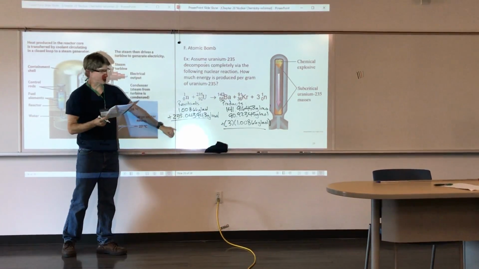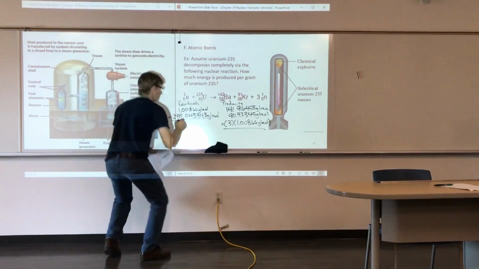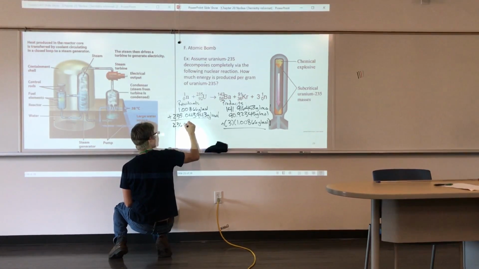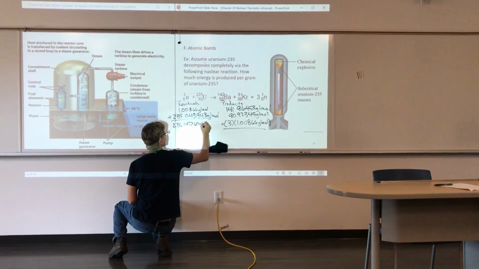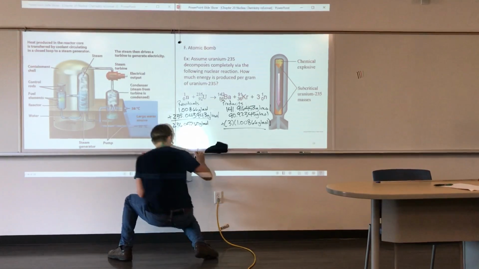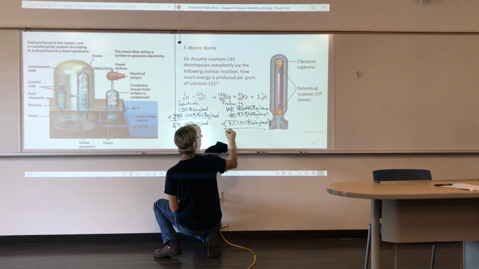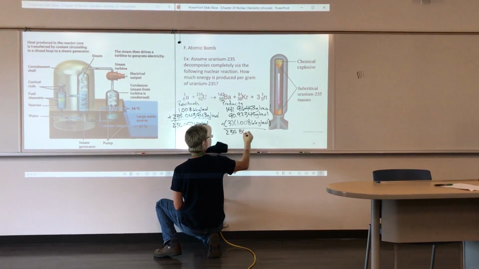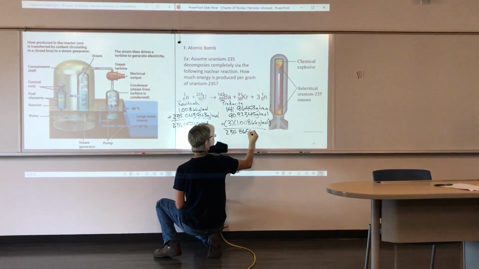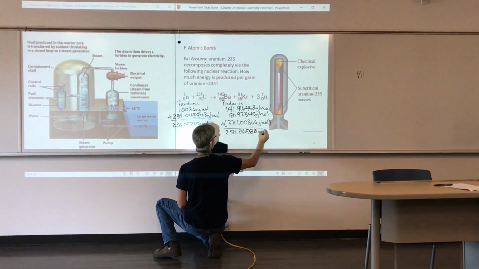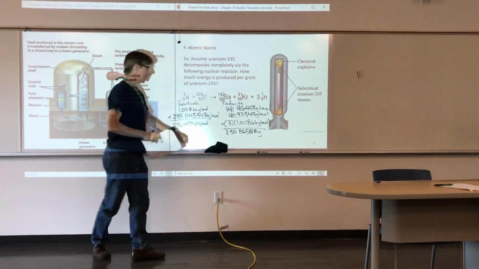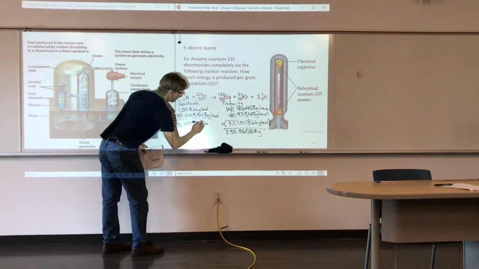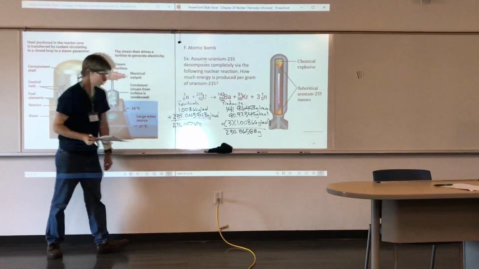I get 236.05260. And I'm going to change my units from grams per mole to just grams, because I'm adding up all the different particles just to get a total mass. So just grams.